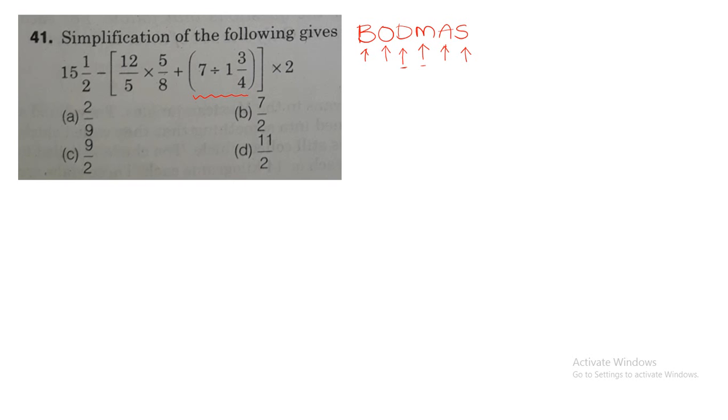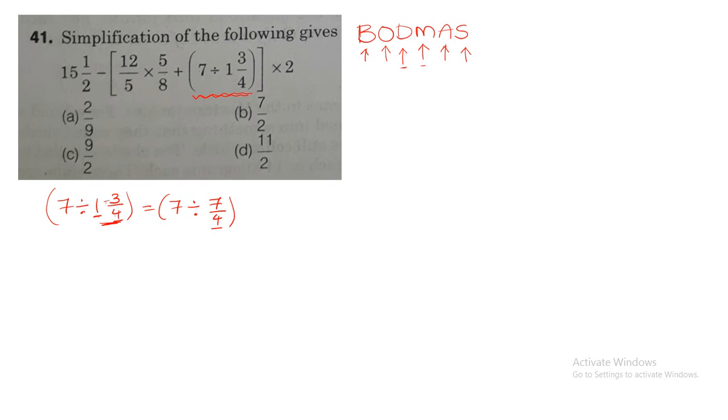First of all we are going to simplify this particular part, 7 divided by 1 3 by 4. Now let us see what it gives. Since this is a mixed fraction, you need to convert it into an improper fraction. How to convert? Just multiply the denominator with the whole number: 4 ones are 4, plus 3, the numerator, added to the product. It is nothing but 7 by 4.